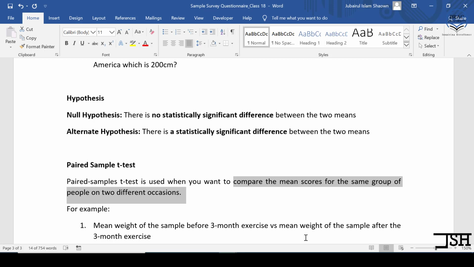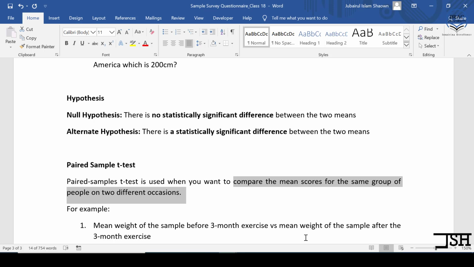Because maybe we want to find out that yes, this was the average weight before the 3-month exercise program, and after the 3-month exercise program, we again collect data on the weight of all the respondents. So after comparing these two averages, if we find out that yes, they're different and the average after the 3-month training program is lower, then we can say that yes, after these 3 months, weight on average of the people in my sample has gone down.